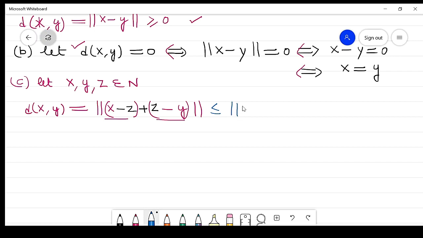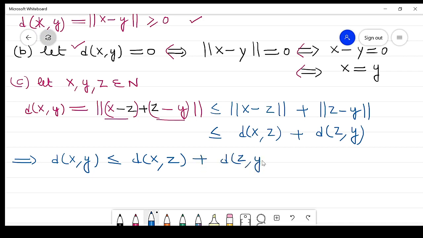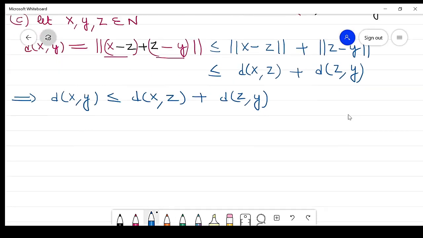So it is less than or equal to norm of x minus z plus norm of z minus y. So what is this? This is a distance between x and z. And this is a distance between z and y. So it implies distance between x, y is less than or equal to distance between x, z plus distance between z, y. So it proved property number 3.